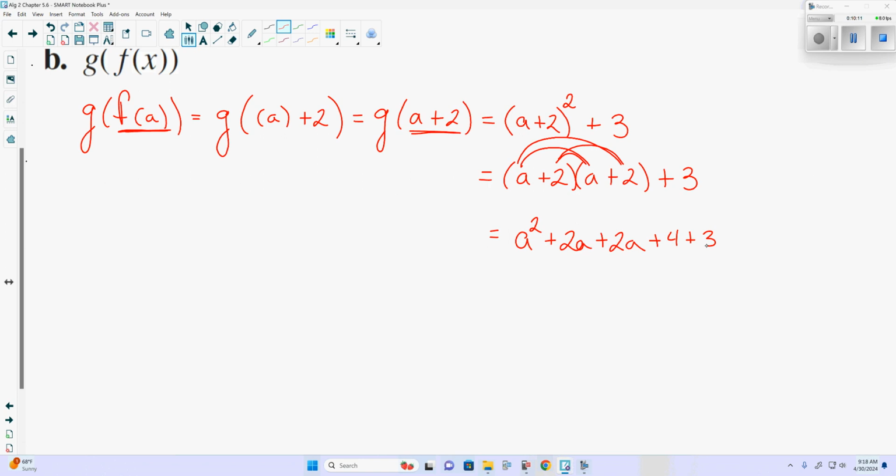We have one last step and then we're done. Just simplify, yes. We're going to combine like terms. A squared is by itself. Well, 2a plus 2a is plus 4a, and 4 plus 3 is 7. So g of f of a is a squared plus 4a plus 7.